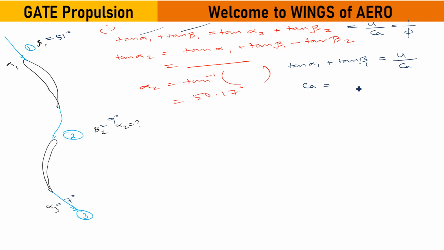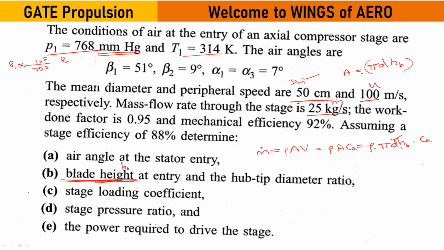So can you find CA? And tell me the answer. Once you find the value of CA, put it here. D is known, the mass flow rate is given to you, right? The mass flow rate is provided in the question. This is known, 25. How can you find rho? Is it possible for you to find rho? Yes, it is possible.